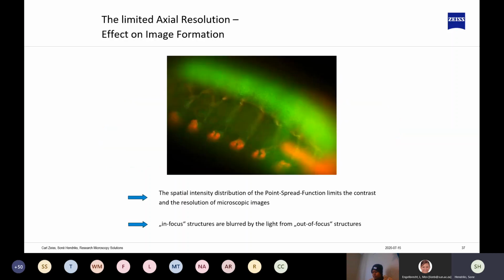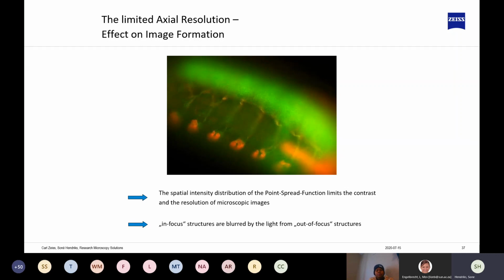Okay, but if we do that, this is typically what we see in a normal wide field fluorescence microscope. The sample that I have here is a Drosophila embryo, and here you can see, just because of the point spread function of fluorescence, the spatial intensity distribution causes a lot of out of focus light. So the structures that are actually in the focal plane, the structures that I'm interested in in the sample, become completely blurred by light above and below the focal plane.